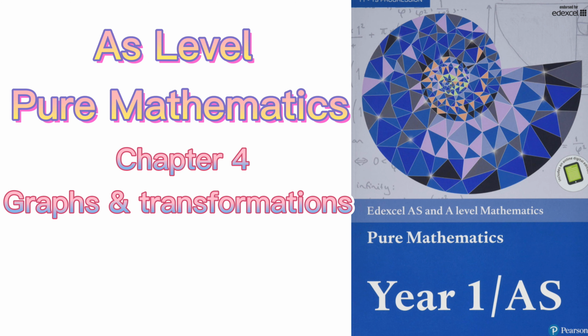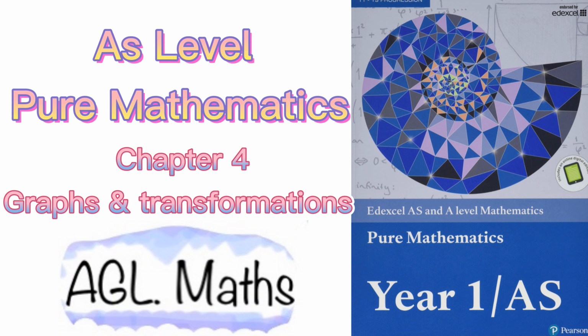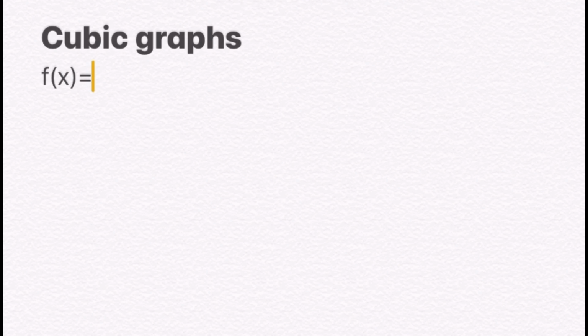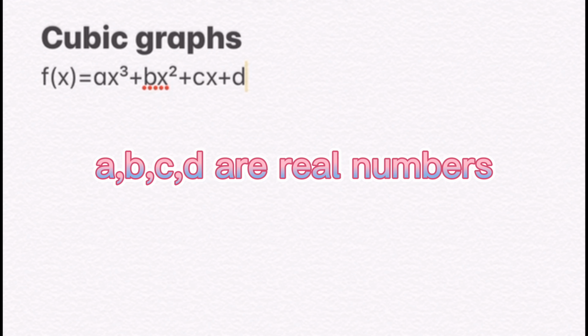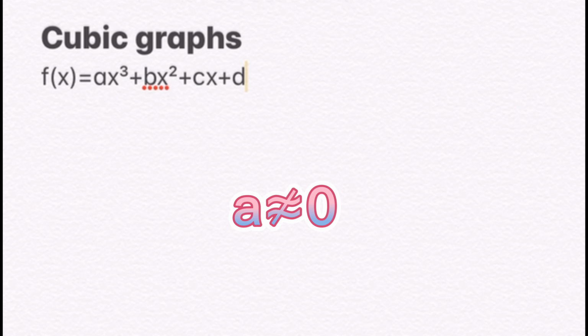Welcome to Edexcel Maths, and today we're going to look at Chapter 4, which is Graphs and Transformations. The first thing that we're going to look at are cubic graphs. You need to know that a cubic function has the form ax cubed plus bx squared plus cx plus d, where a, b, c, d are real numbers and a cannot be 0.